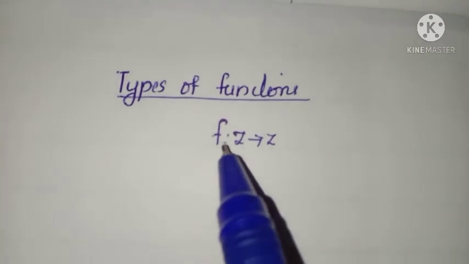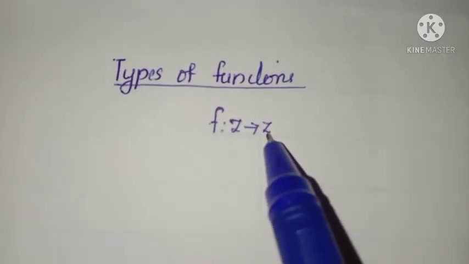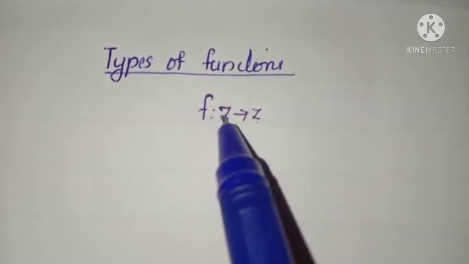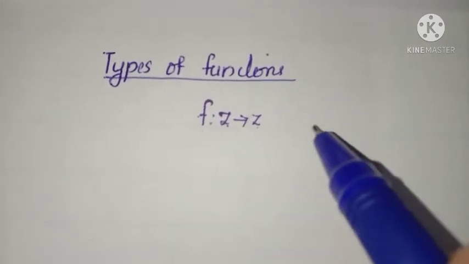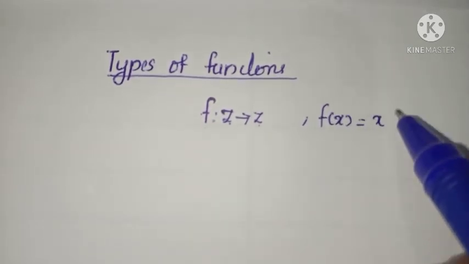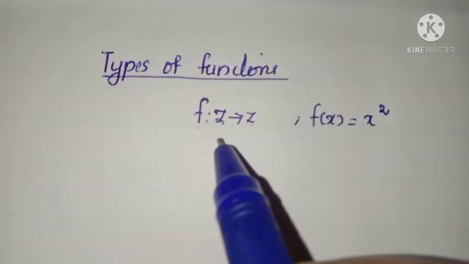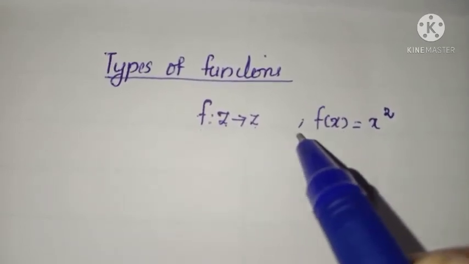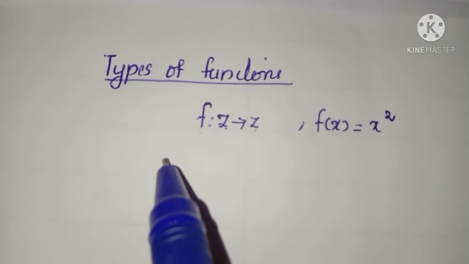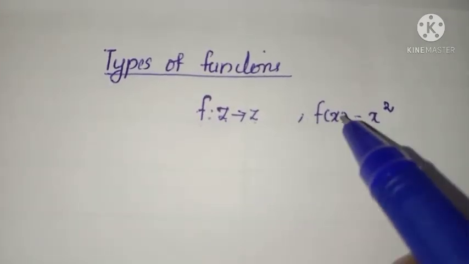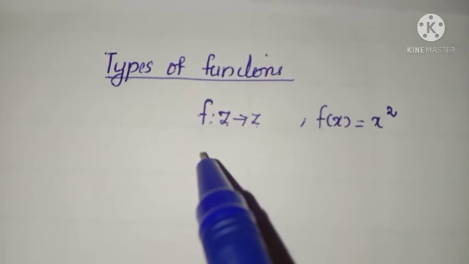Suppose we have a function f from Z to Z. Z is the set of integers, and the function is defined as f of x equal to x square. We need to prove whether the function is one-one or onto. Using integers or numbers, we can easily check whether the function is one-one or onto.